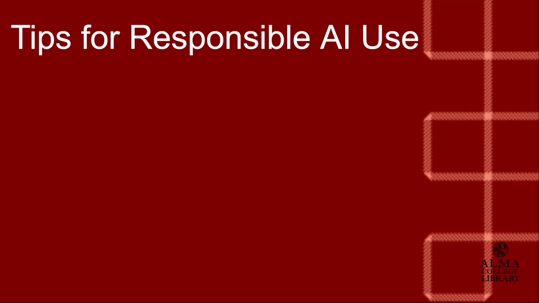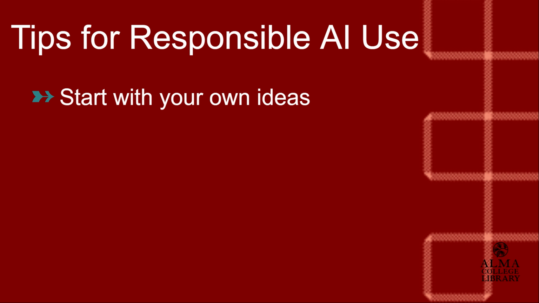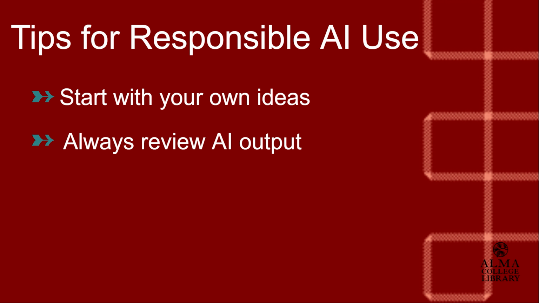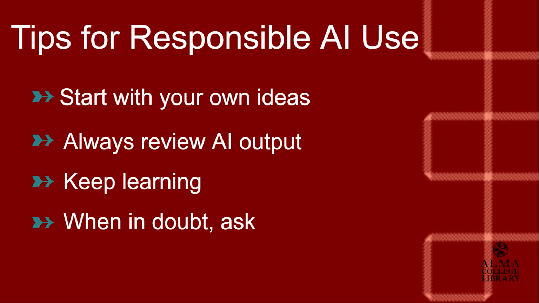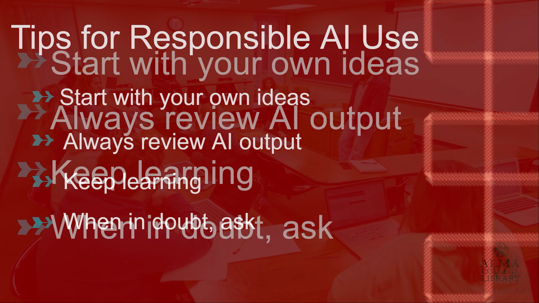To conclude, here are some quick tips for using generative AI responsibly. Number 1, start with your own ideas. Use it as a tool to support your thinking, not replace it. Number 2, always review AI output. Double-check facts, grammar, and logic. Number 3, keep learning. AI is changing fast. Stay curious, critical, and informed. Number 4, when in doubt, ask your professor.